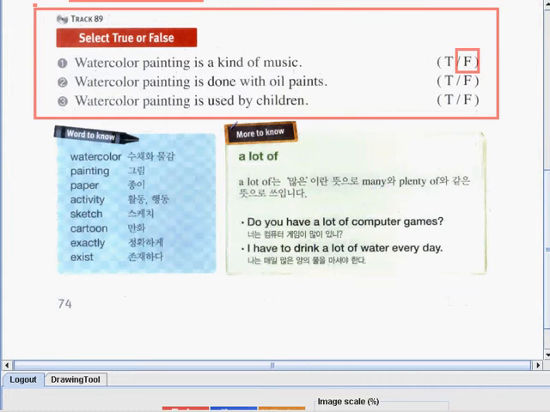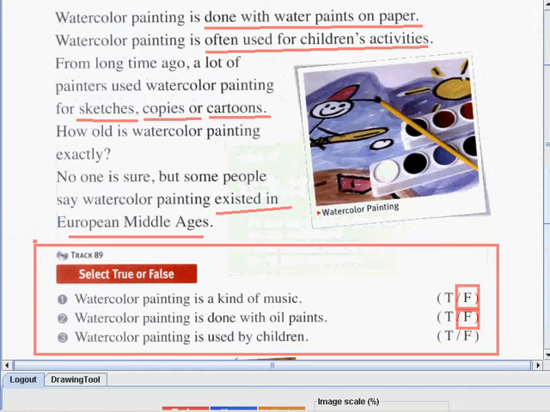Now let's answer number 2. Watercolor painting is done with oil paints. What is the answer? Very good. It is false. Our answer here is F or false because watercolor painting is done with water paints on paper, not with oil paints, okay? So this one is wrong.